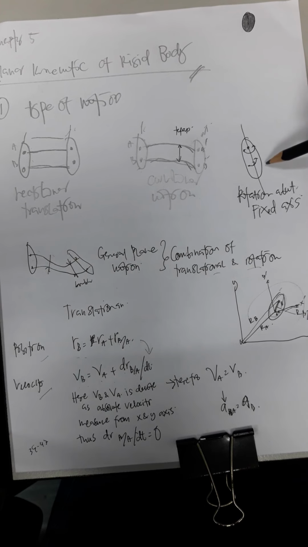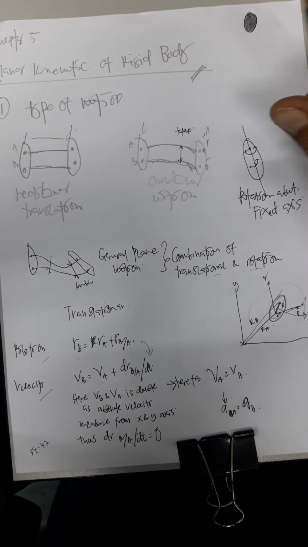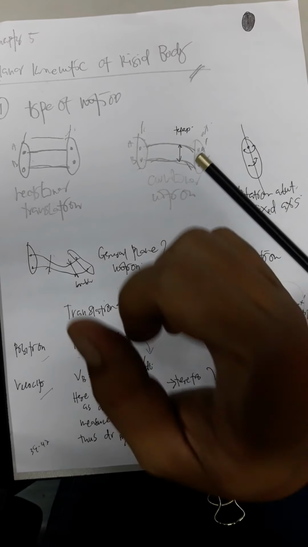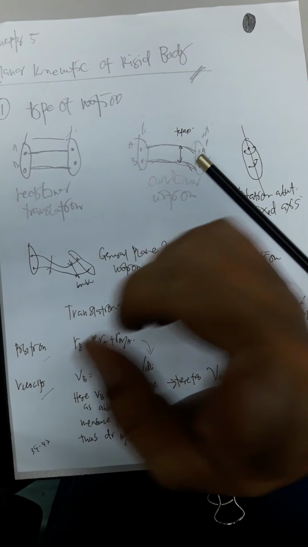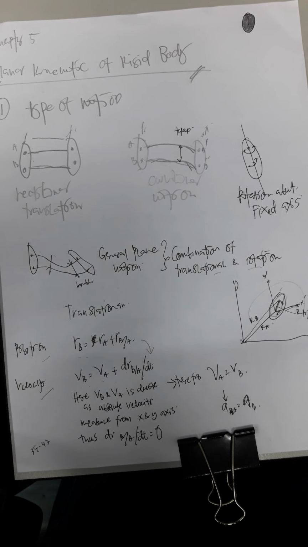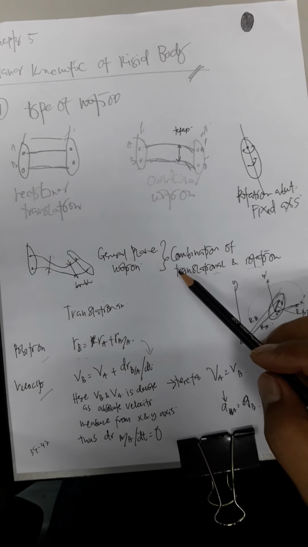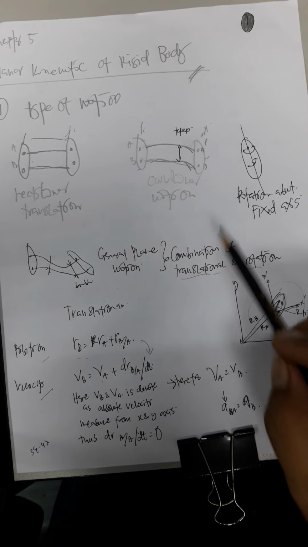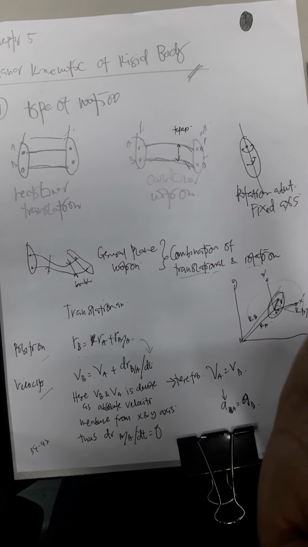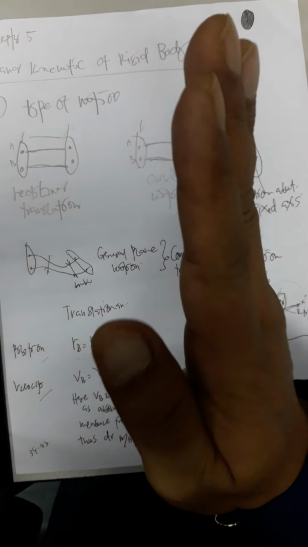And the third one is rotation about fixed axis. Imagine this is the ball, so the ball rotates about its axis, the same as our Earth. The fourth one is general plane motion, where general plane motion is a combination of translational motion, all of this, and rotational motion here. So sometimes it moves straight forward like this, and sometimes it moves something like this.